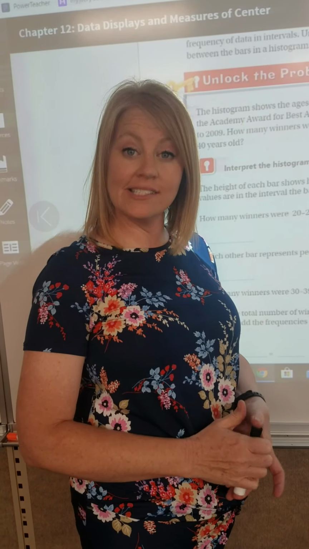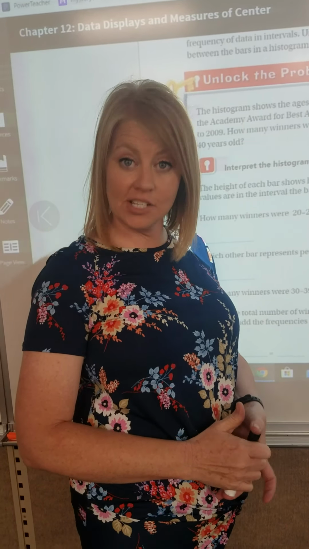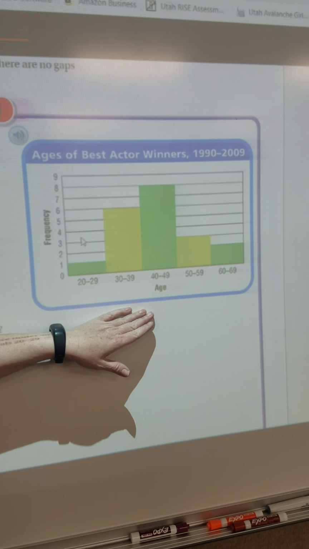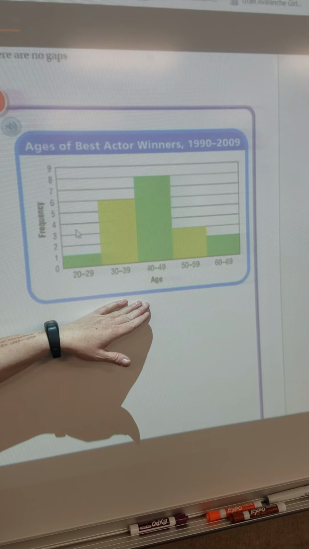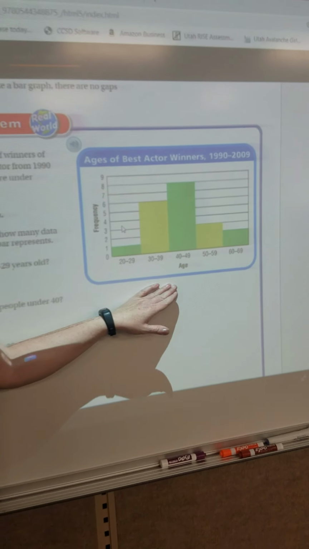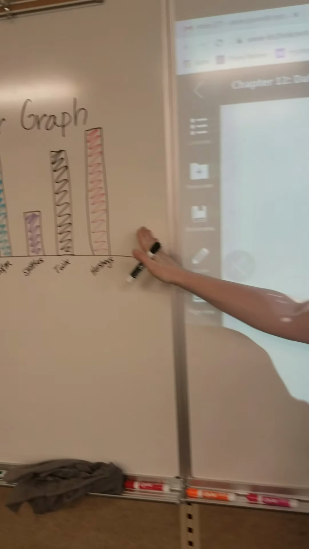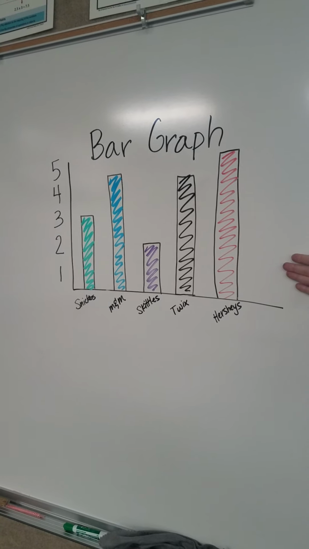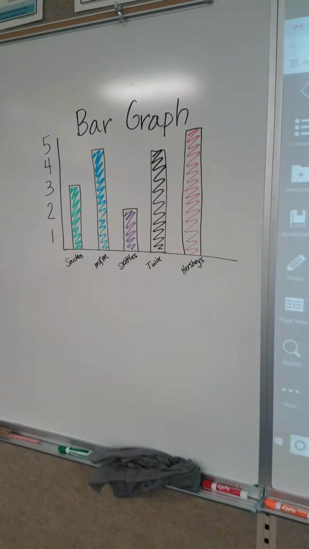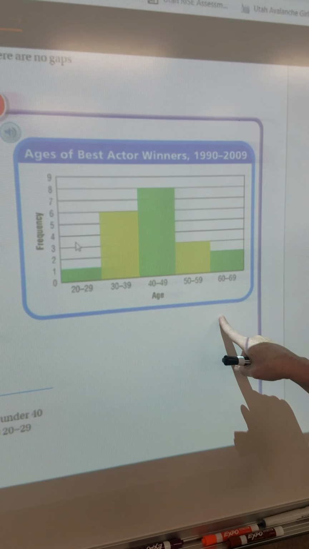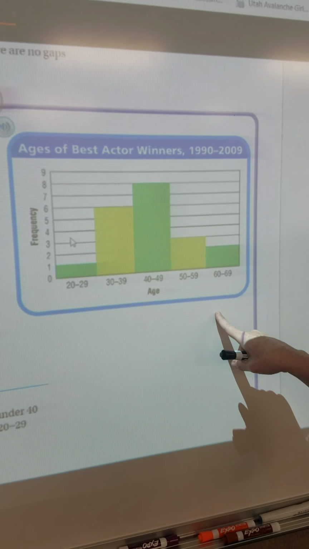We're going to talk about a histogram. Okay, and so here is a histogram, and as you look at it, it might remind you of a different type of graph that you previously talked about, and that is a bar graph. So here's a bar graph. I want you to look at the bar graph and then look back at the histogram again and see if you can think to yourself, what is the difference?